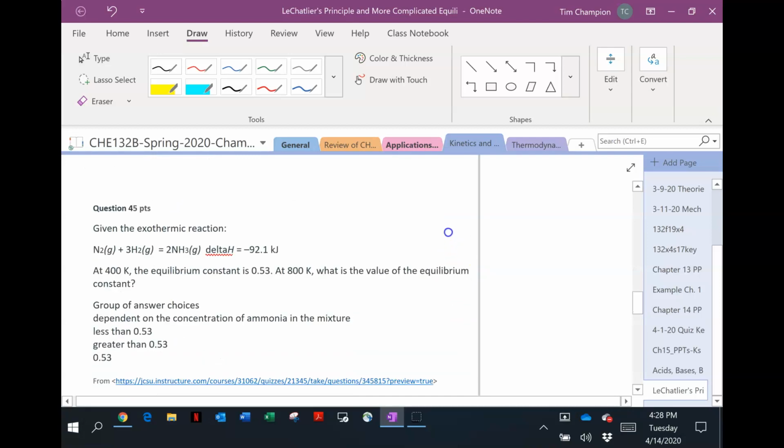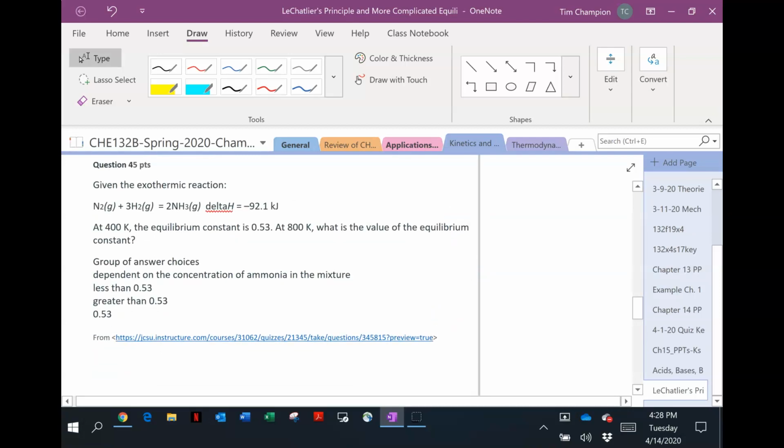Looking on to question 4, we now have an exothermic reaction. I wrote out delta H since I couldn't do the symbol very well there. But we have this equilibrium here forming ammonia from nitrogen and hydrogen. And it's exothermic. It gives off heat. That means heat is a product. So if heat's a product, if we go from 400 K to 800 K, we're increasing the temperature.